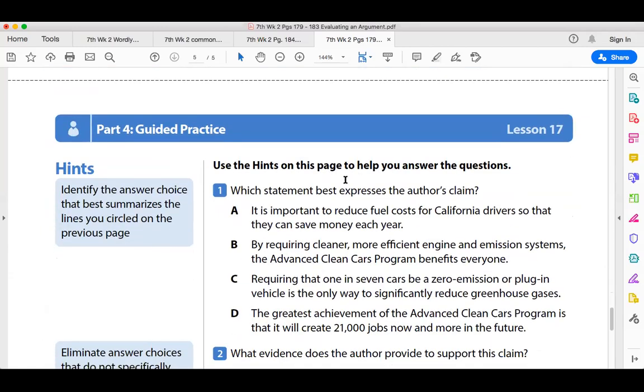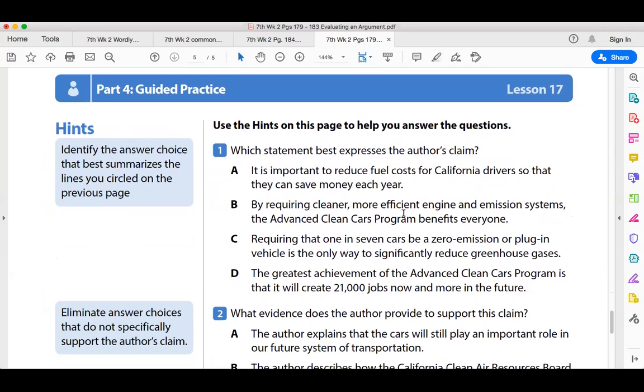So which statement best expresses the author's claim? And what they're doing is they summarized it. And summarizing means they put it in their own words. A, it's important to reduce fuel costs for California drivers so that they can save money each year. B, by requiring cleaner, more efficient energy, engine, and emission systems, the Advanced Clean Cars program benefits everyone. C, requiring that 1 in 7 cars be a zero emission or plug-in vehicle is the only way to significantly reduce greenhouse gases. And D, the greatest achievement of the Advanced Clean Cars program is that it would create 21,000 jobs now, more in the future.